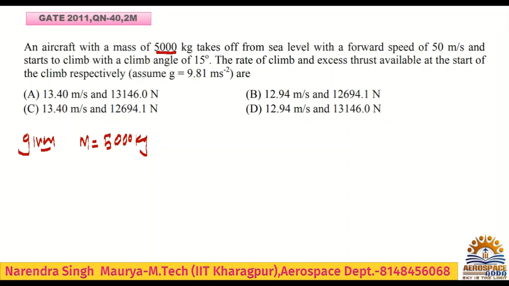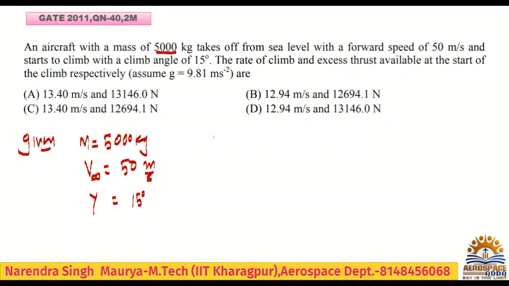Takes off from sea level with a forward speed of V equal to 50 meters per second. So I must say this is 50 meters per second, the forward speed. We just say V infinity, better. And starts to climb with a climb angle of 15 degrees. So gamma is given as 15 degrees, the climb angle.